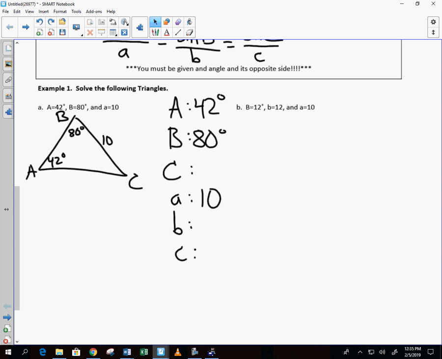Now, you understand that in our previous work we would always say that C was what? 90 degrees. That's different now because we don't necessarily have a right triangle. Now, I know you could find angle C because all of the angles add up to 180, but we're going to just leave that aside for just a second. We need to talk about something else.